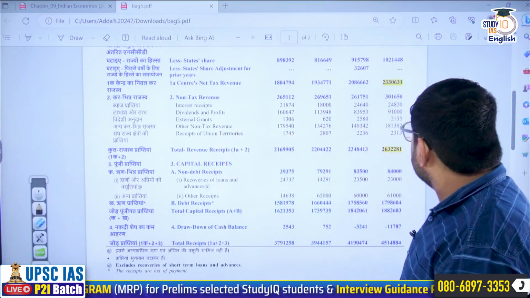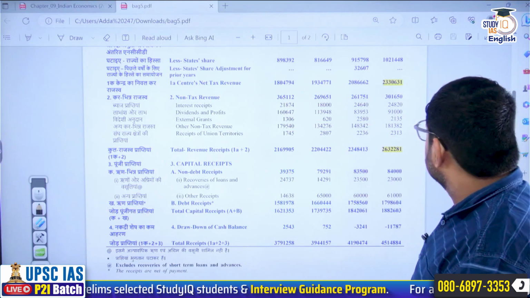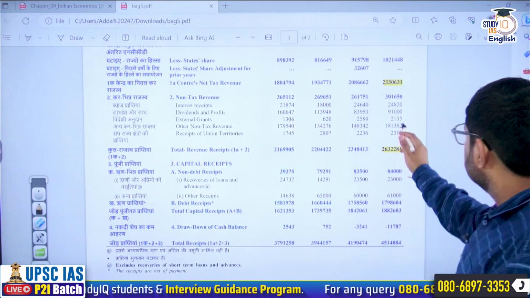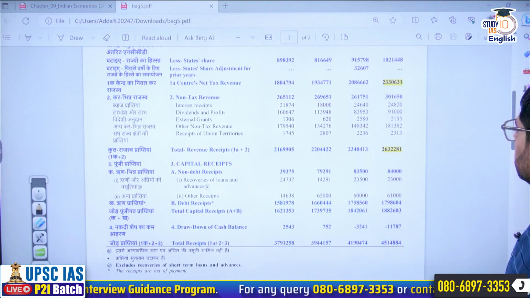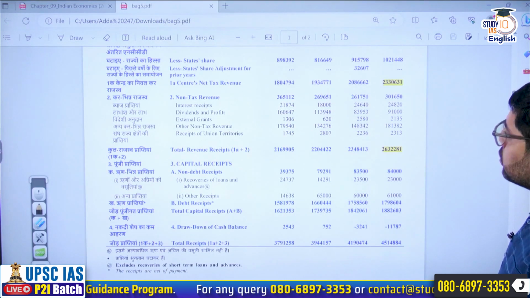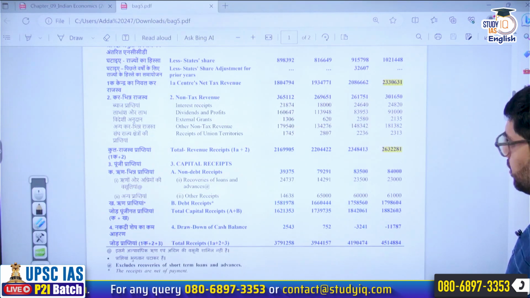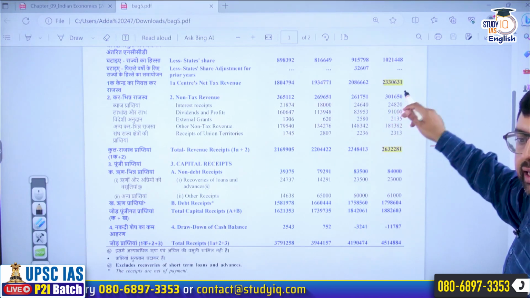External grants are around 2,100 crores. Other non-tax revenue or receipts of the Union are around 1,81,000. Plus receipts of UT, which is again 2,300. Here a comparison can be asked with respect to interest received and interest paid.